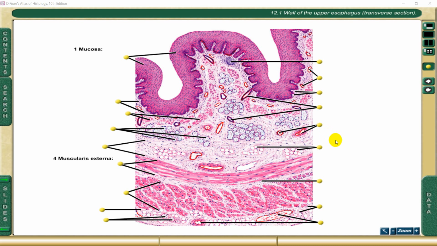The esophagus is the part of the alimentary canal, a thin muscular tubule extended from the pharynx to the stomach. The esophagus is subdivided into three parts: cervical part, thoracic, and abdominal part. This is for the anatomy. For the histology, the wall of the esophagus consists of four layers: mucosa, submucosa, muscularis externa, serosa, and the adventitia.